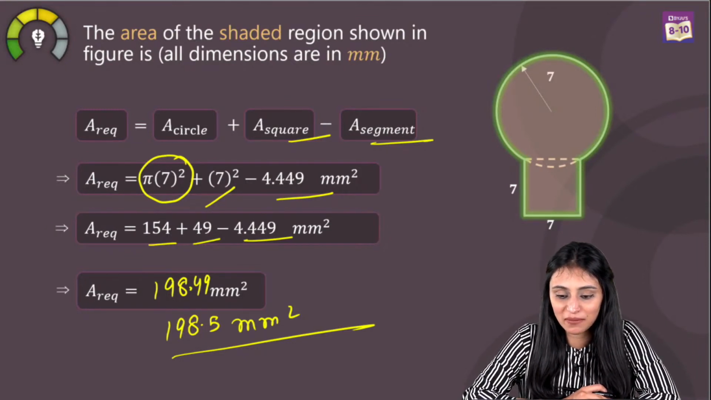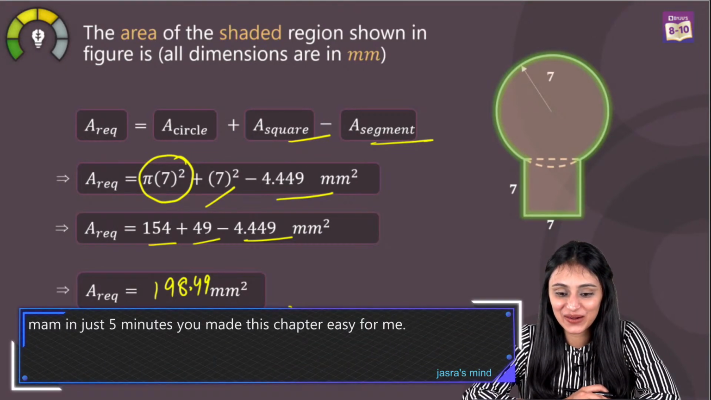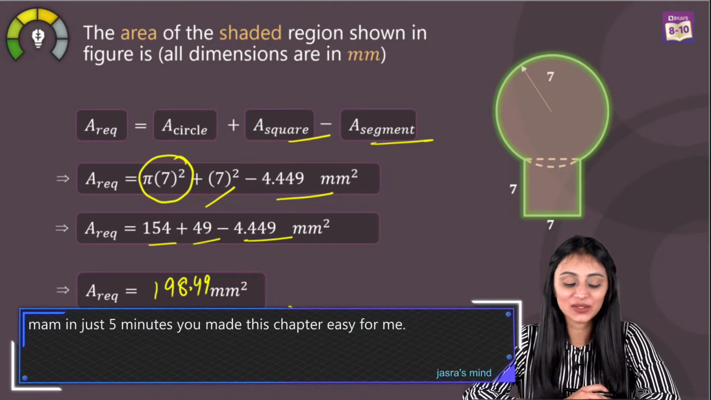Big fan, ma'am. Thank you. Jasra, ma'am, in just 5 minutes you made this chapter easy for me. I'm glad, Jasra. All right, Om Prakash. You want me to repeat?